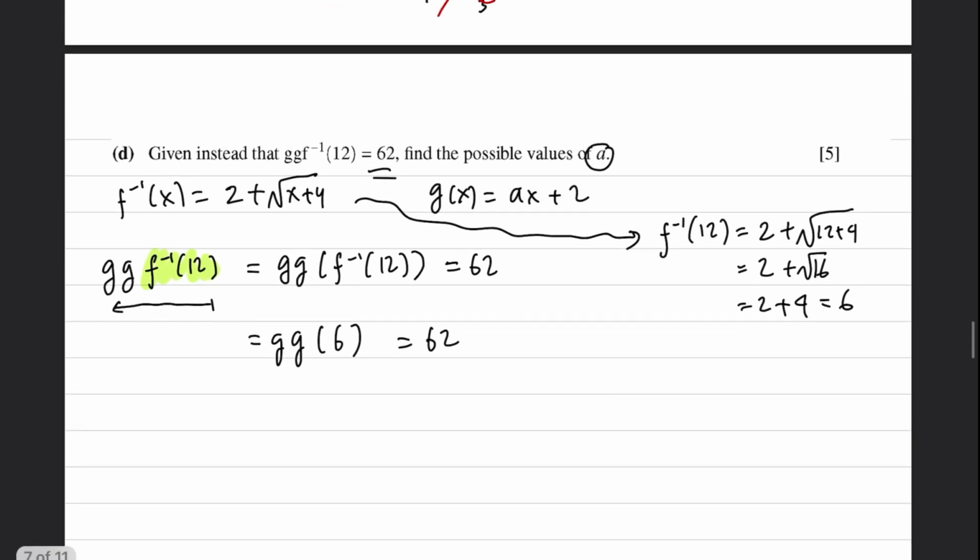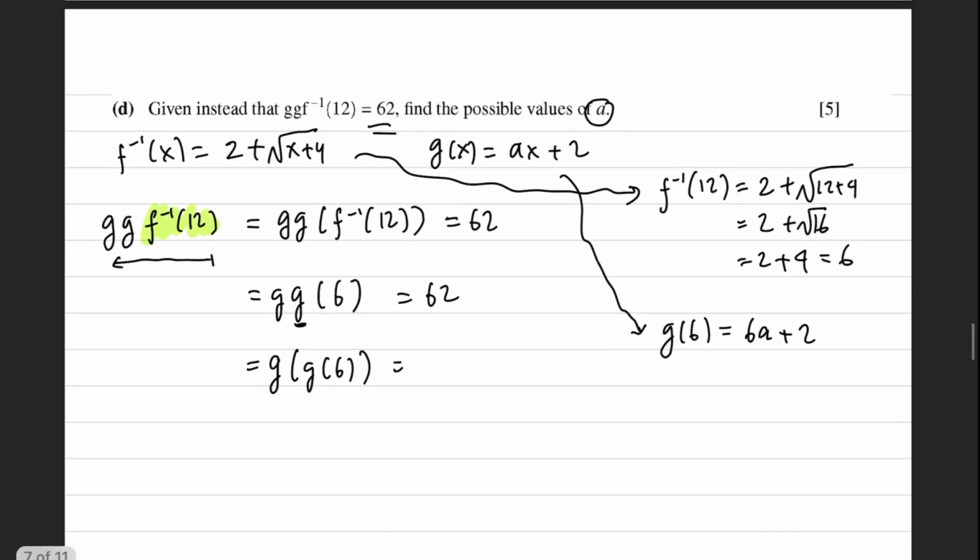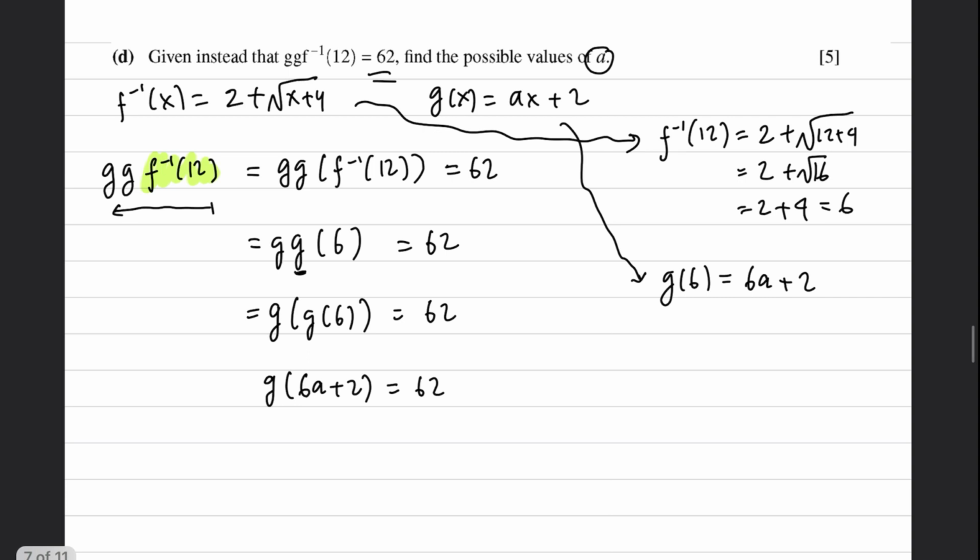And we have g(g(6)), means that g in the bracket g(6). Yeah, we do this for the second function. And what is g(6)? We have g(x) is ax plus 2. That means g(6), substitute 6, becomes 6a plus 2. So you will get g in the bracket g(6), which is g(6a plus 2), equals to 62.